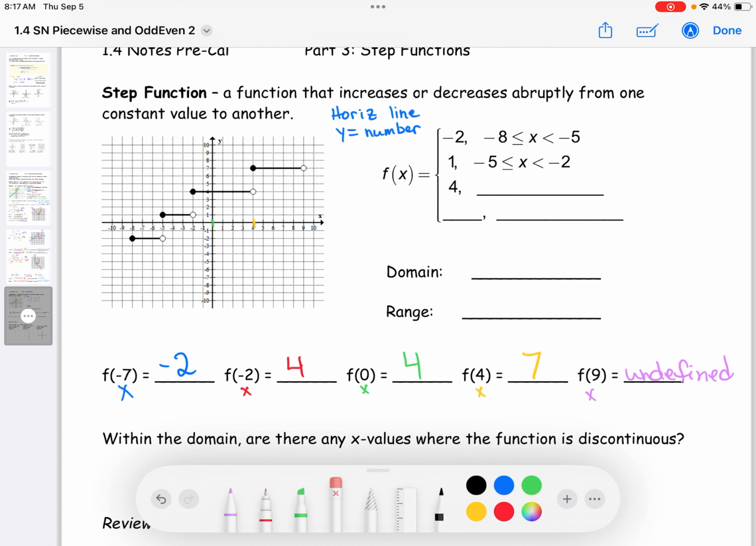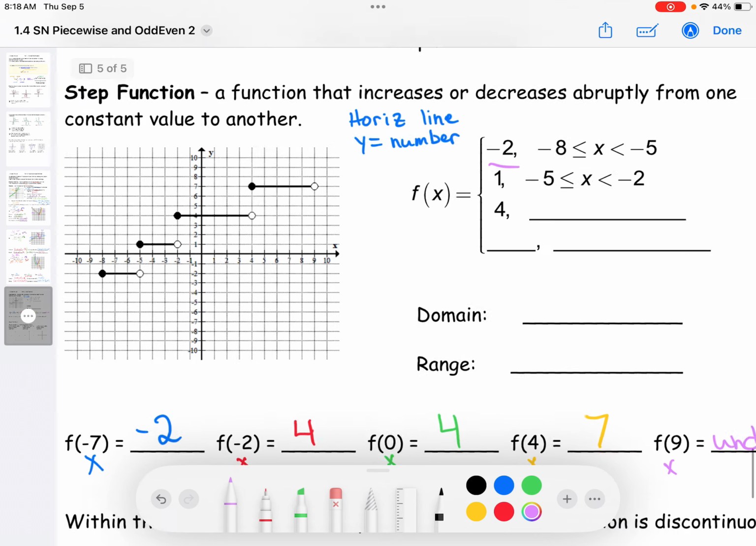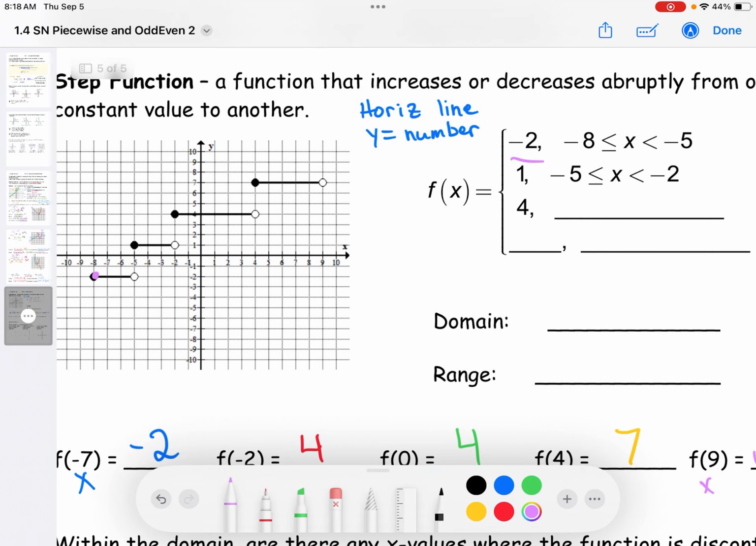Now, let's write the equations for the rest of the blanks here. We have f of x, or y, equaling -2. Our step at -2 is here. It starts at x equaling -8 and goes to an open -5. And that's what this domain tells us, from -8 to -5. The less than or equal to is the closed circle. The less than is the open circle.